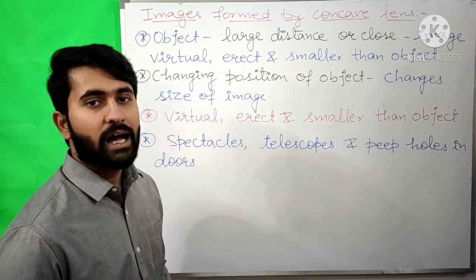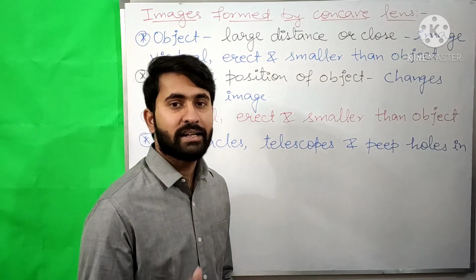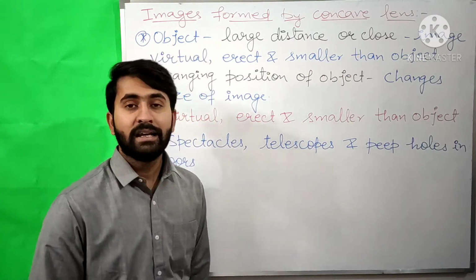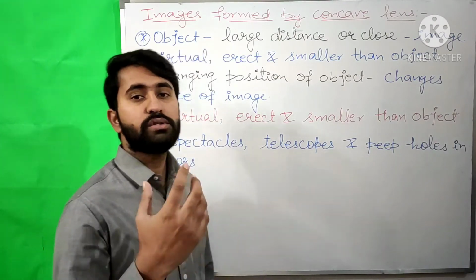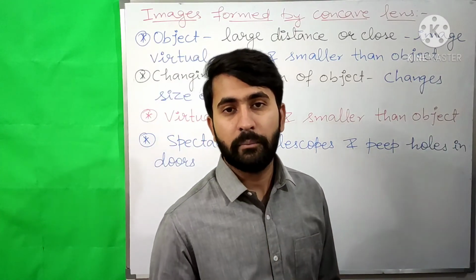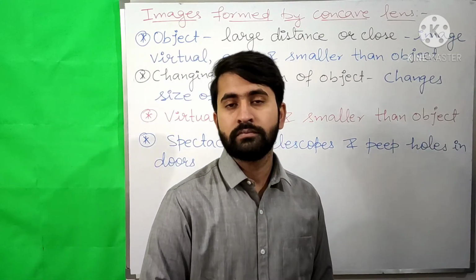Concave lenses are used in making spectacles, certain kinds of telescopes and in the peep holes in the doors, to see the image of the person that is standing outside the door.